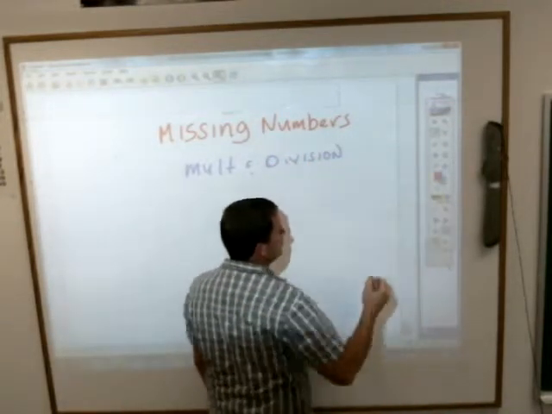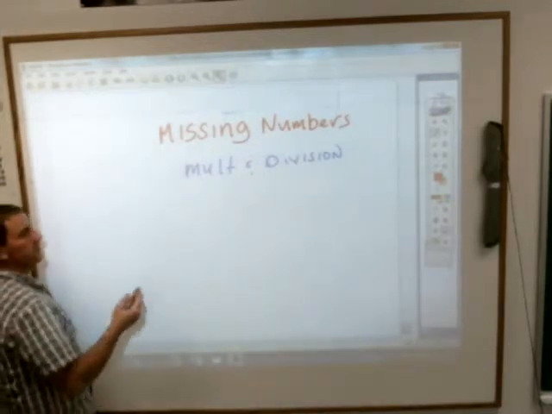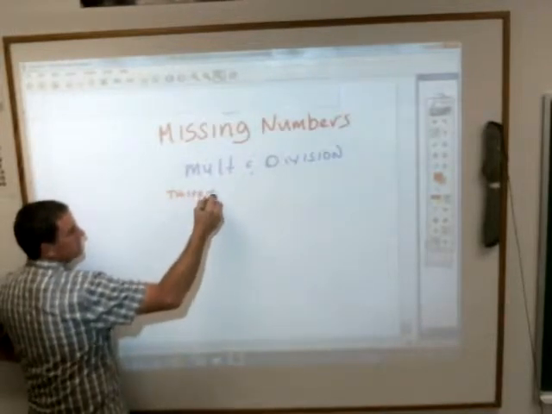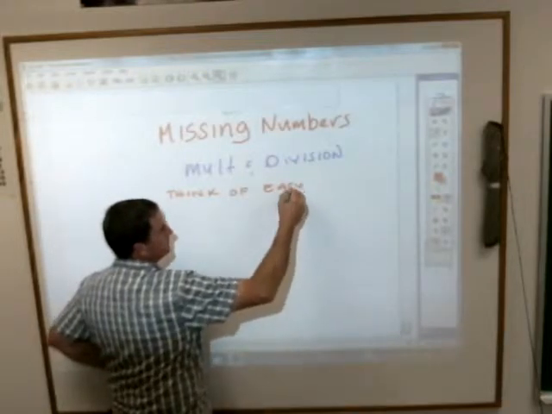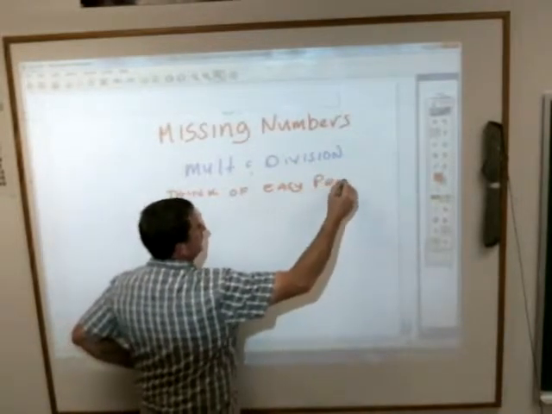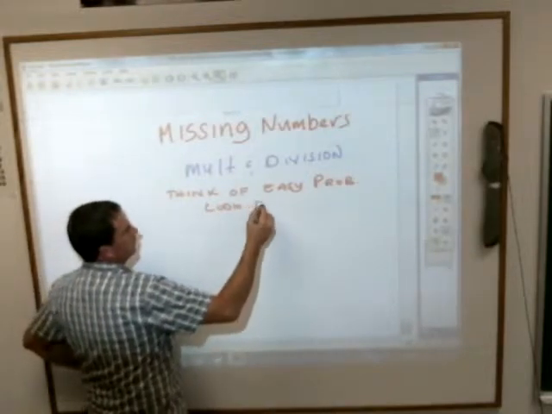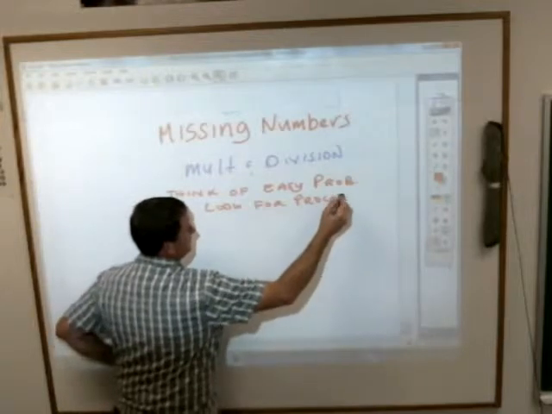Okay, you really just need to, like we talked about before, for each of these problems, think of an easier problem. Think of an easy problem and look for the process. Look for the process that you're going to do.